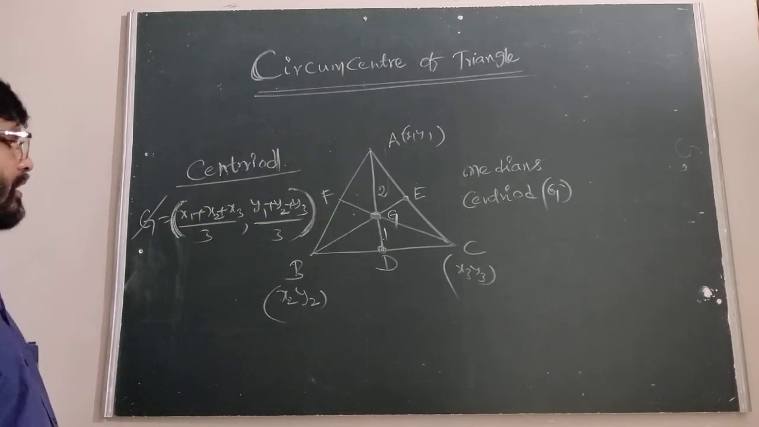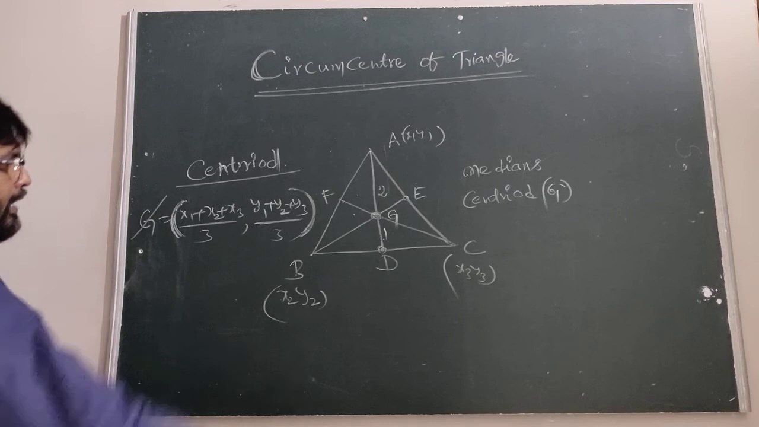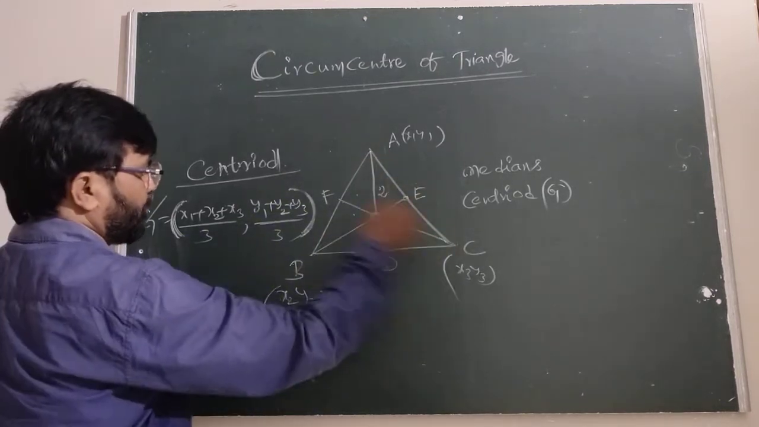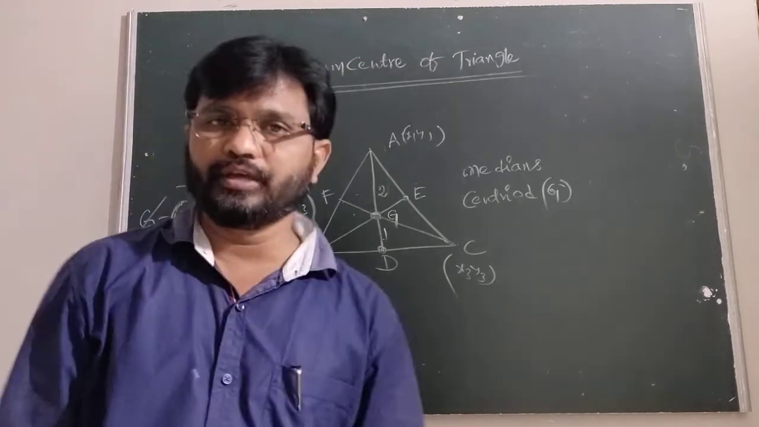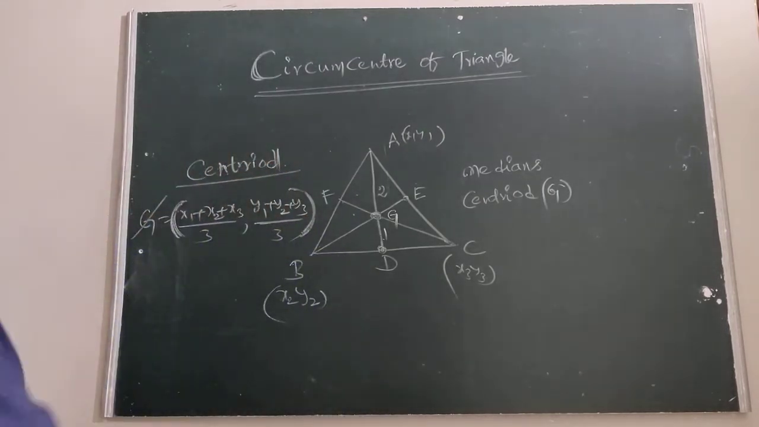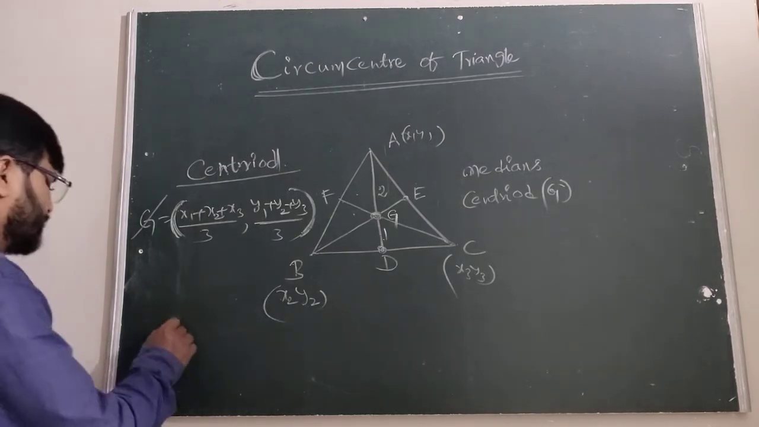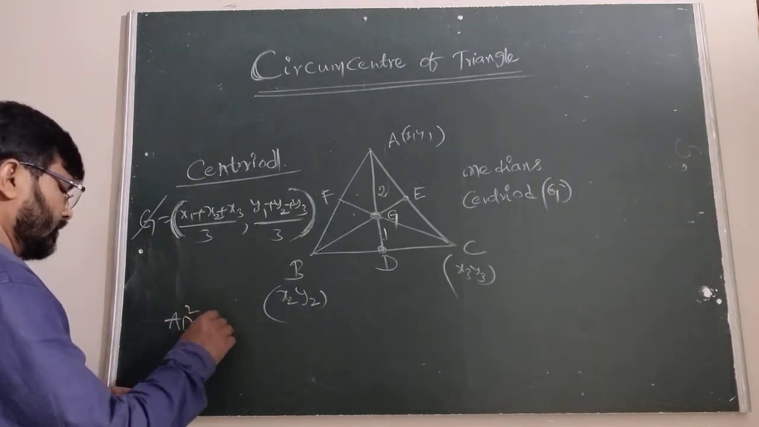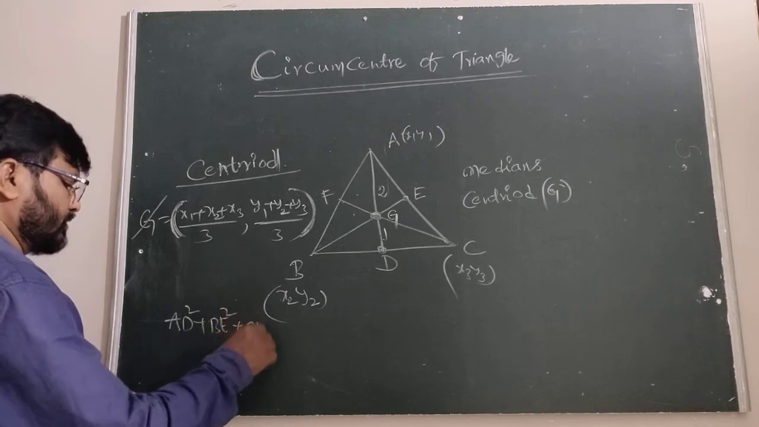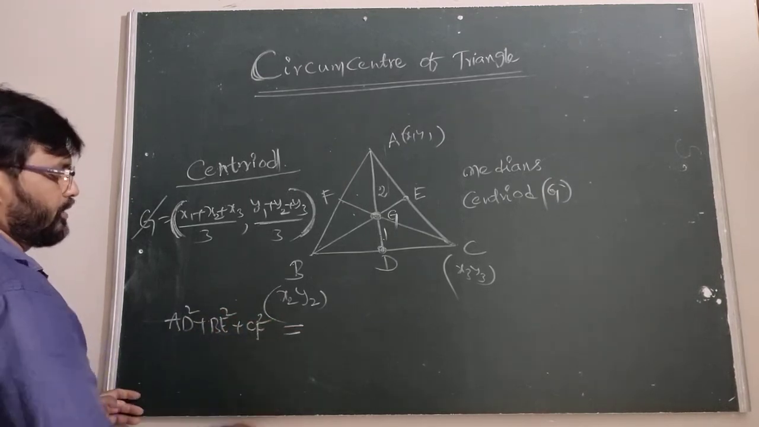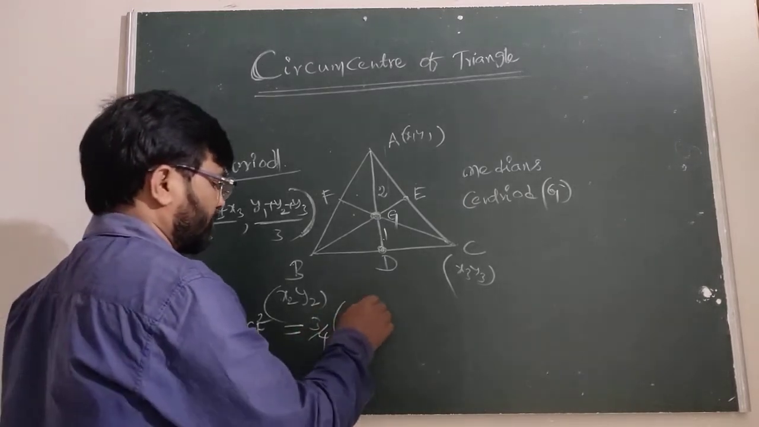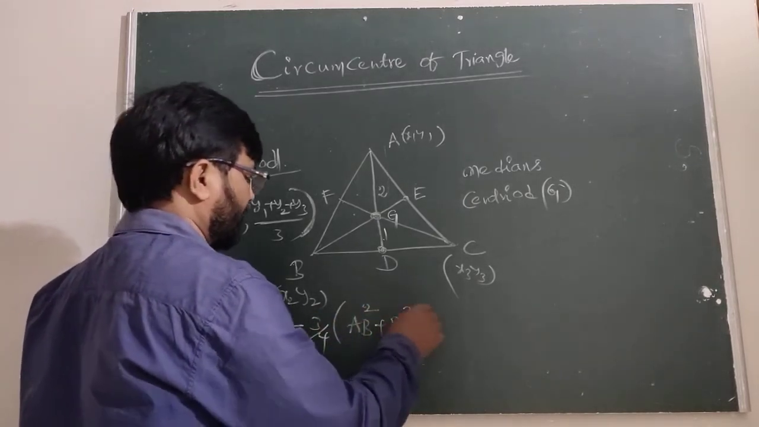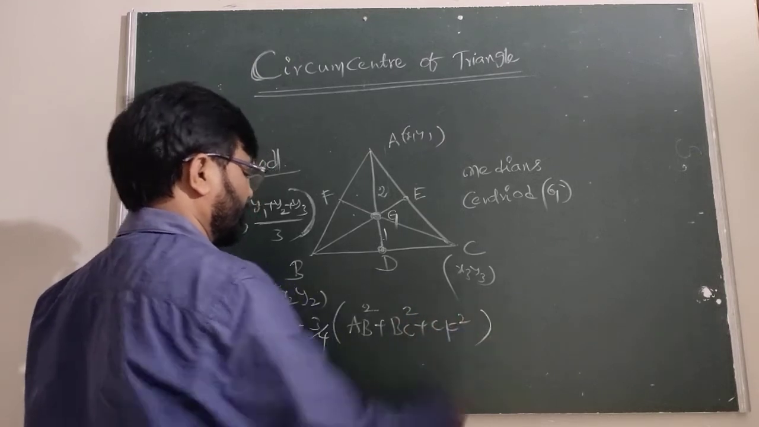After that, AD square plus BE square plus CF square is 3/4 times of AB square plus BC square plus CA square. We have to know that AD square, BE square and CF square sum to 3/4 times the sum of the squares of the sides.